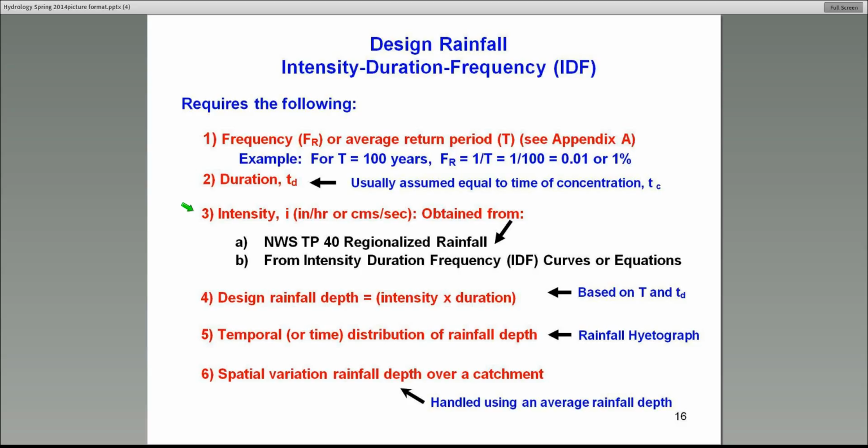Intensity, the rainfall intensity, is typically obtained from what we call regionalized rainfall data, which is from TP40 maps by the National Weather Service, or from intensity, duration, frequency curves. I will show you both what these look like, but that's where you get this information. Now remember, intensity and duration together, if you multiply the two, you get the design rainfall depth. If you ever need the total depth, the multiplication of these two gives you that information.